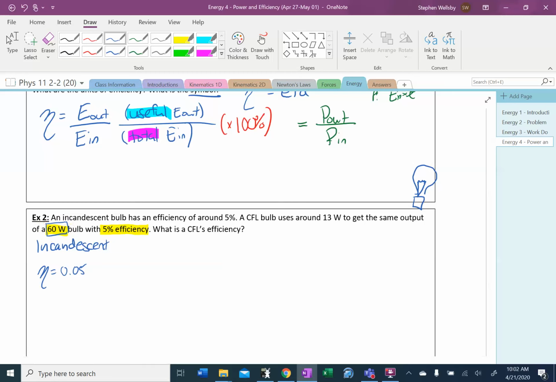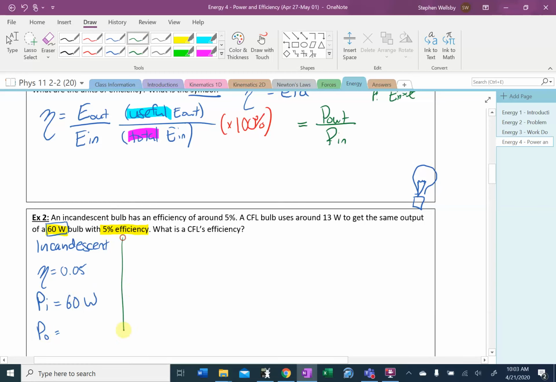So would that be the output or the input? Well, the answer is that that would be the power input. You plug that lamp into the wall, and you're taking 60 watts of power through that power socket. So that's going to be 60 watts. And there's only one bit of information we're missing, and that is the power out of the incandescent bulb.